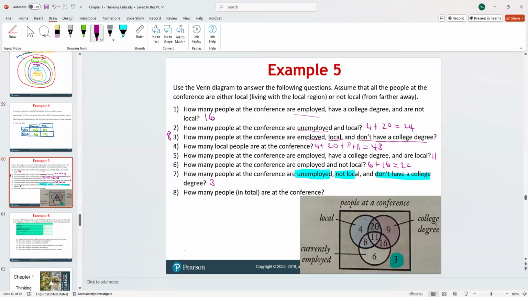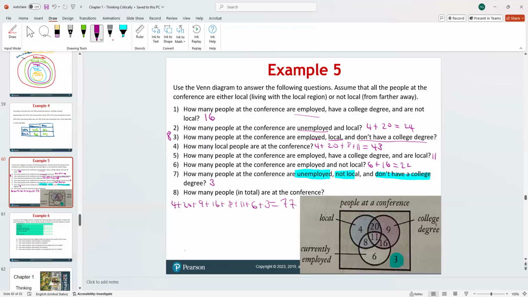Now let's see the last question. How many people in total are at the conference? Well, to find the number of people at the conference, all you need to do is add all these together because they are already well organized. You need to do 20 plus 9 plus 16 plus 8 plus 11 plus 6 plus 3. I don't know if I missed any. That would be 77 people in total who attended that conference.